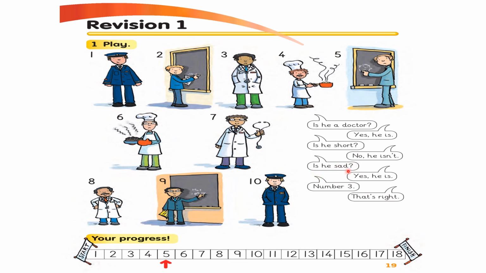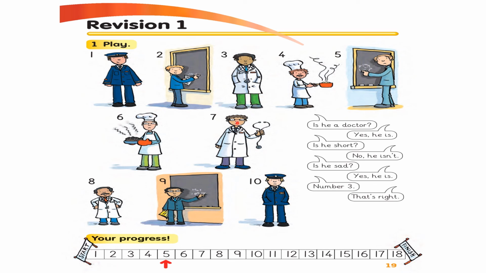Okay. Is he sad? Yes, he is. Number 7 is happy, isn't sad. But number 3 is sad, so it's number 3. That's right.